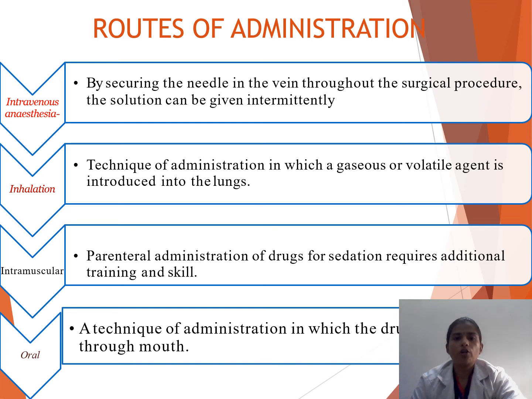Various routes of administration of anesthesia: intravenous, inhalation, intramuscular, oral. Intravenous anesthesia: by securing the needle in the vein throughout the surgical procedure, the solution can be given intermittently. Inhalation: a technique of administration in which a gaseous or volatile agent is introduced into the lungs. Intramuscular parenteral administration of drugs for sedation requires additional training and skill. Oral: a technique of administration in which the drug is administered through the mouth.